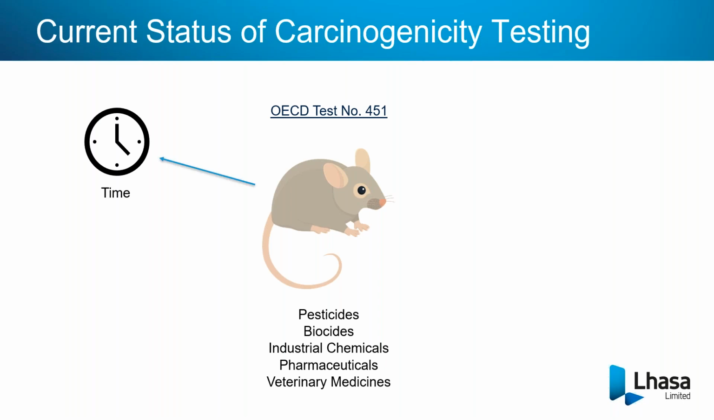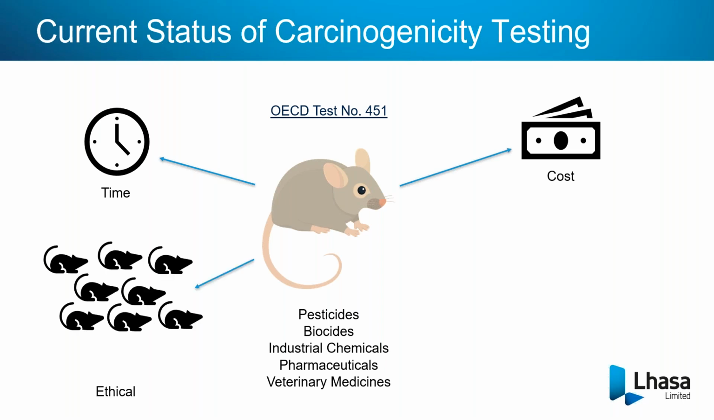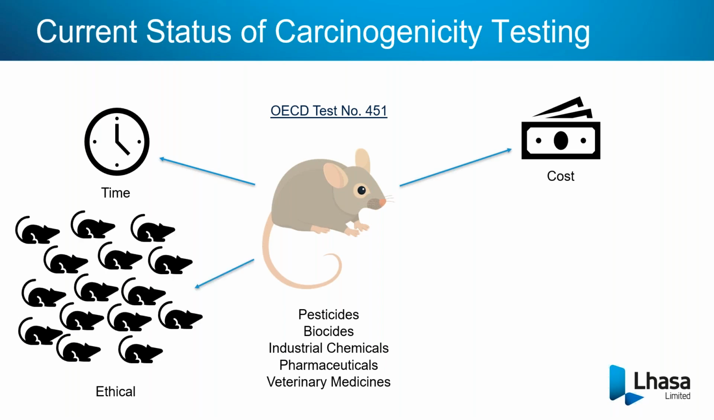Firstly, the time it takes to conduct a study. This is a lifetime study, so it's 2 years for rodents and could be longer for other species. There's the cost to conduct a study. There's the ethical consideration: the number of animals at the moment recommended for testing is over 50 of each sex at each dose and control group for each species tested. And because at least two species are usually tested, that means hundreds of animals are needed.